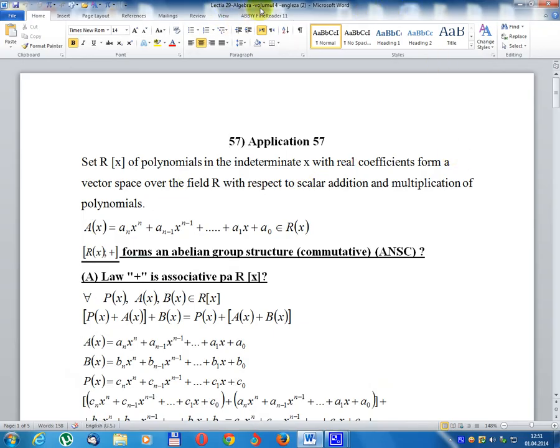Lesson number 29, Algebra, volume 4, application number 57.